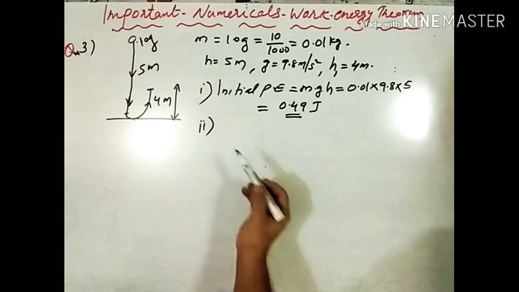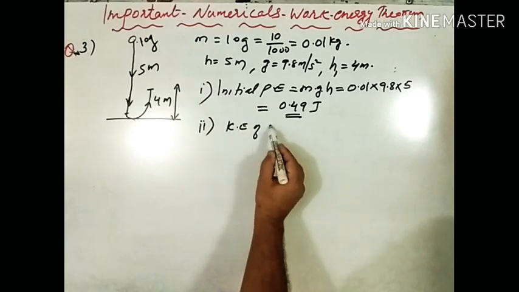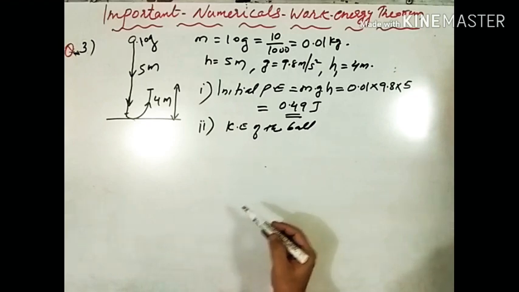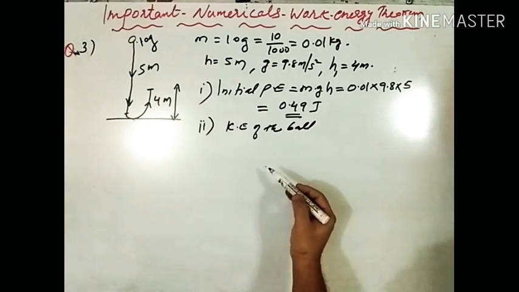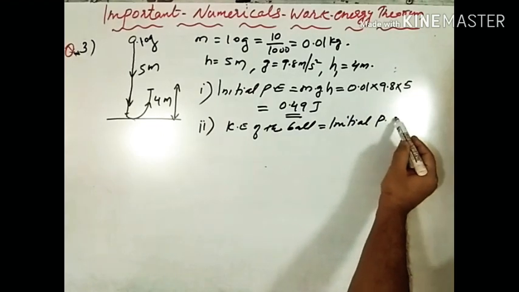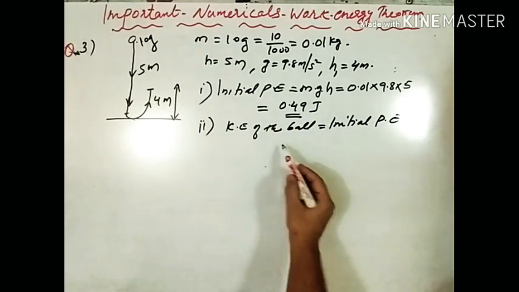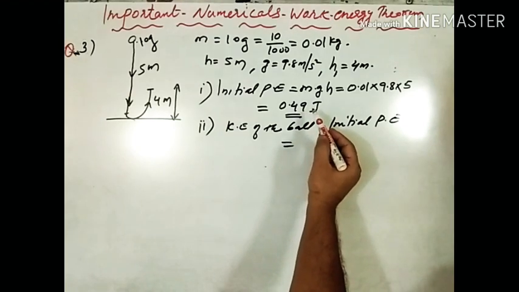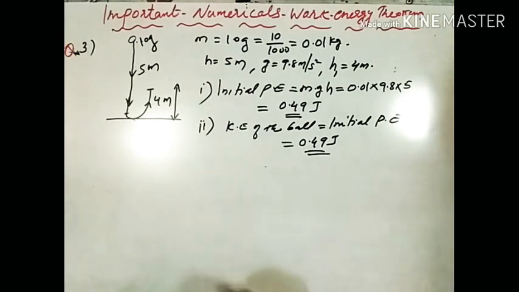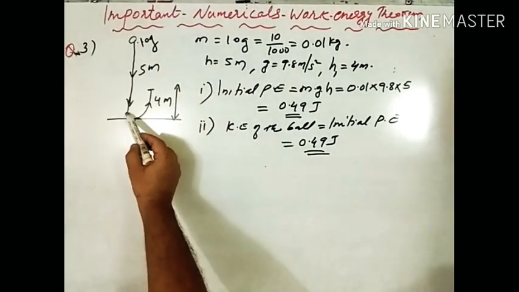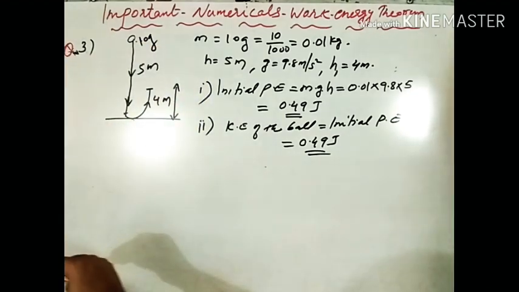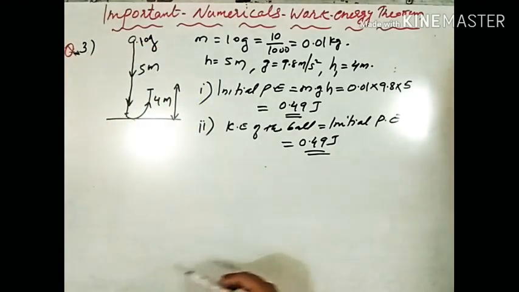Just before touching the ground, the whole potential energy will be converted into kinetic energy. So I can write, according to the conservation of energy, kinetic energy of the ball before striking the ground is equal to initial PE. We have already calculated that, it is equal to 0.49 joule. No need of calculating it again. So the kinetic energy before striking the ground is equal to the initial potential energy, because energy can neither be created nor be destroyed.